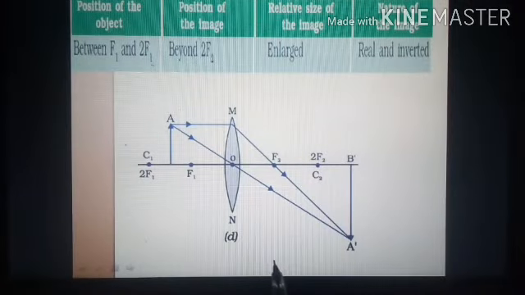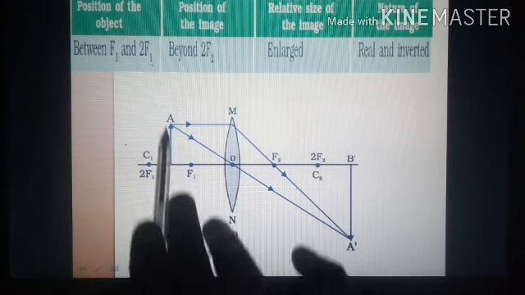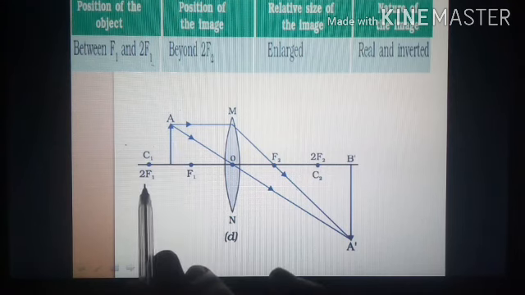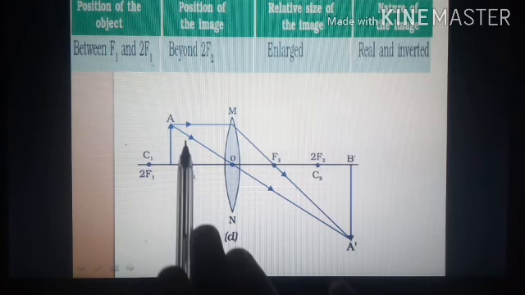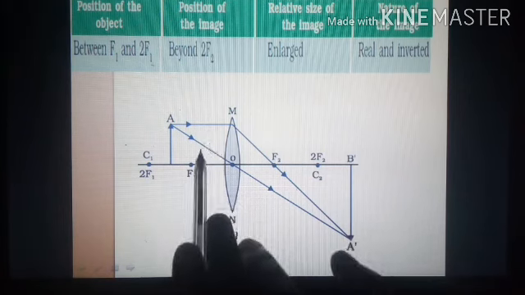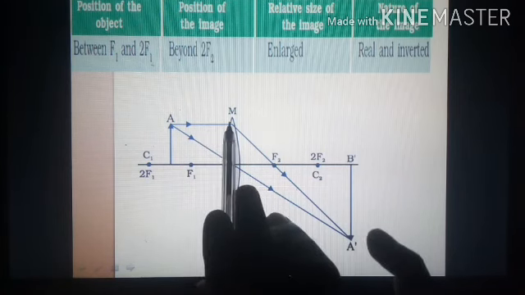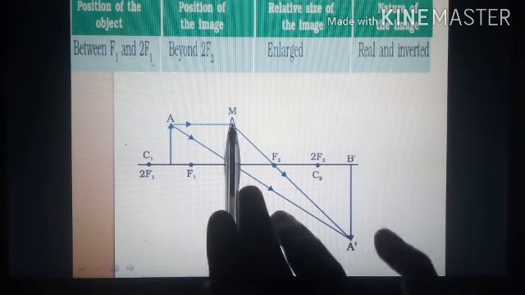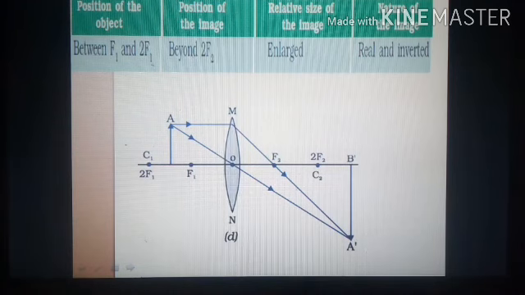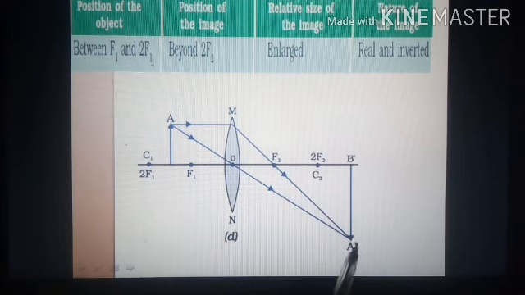Fourth case: now the object is placed between f1 and 2f1. This is the object, AB, between f1 and 2f1. In order to find the image of this object, you draw two rays. One is a ray parallel to the axis. After refraction we know it passes through the principal focus on the right side, so it will go like this. A ray passing through the optical center goes without deviation. The two rays meet at the point A dash.